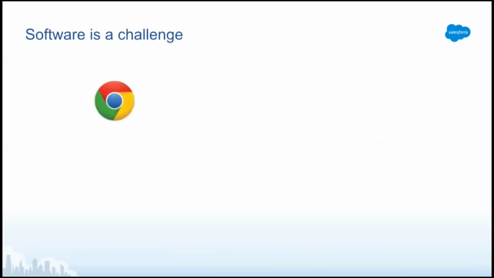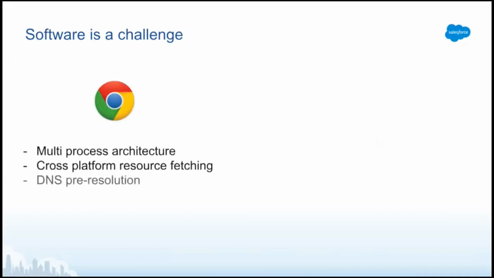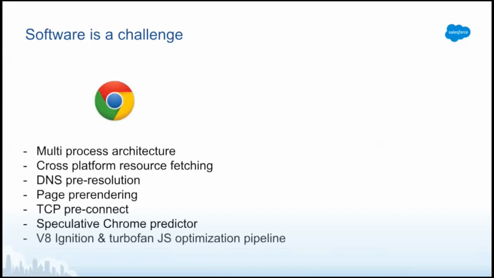Now, another interesting part is that software is actually a challenge. On one hand, we have our awesome, beautiful, crazy Chrome, which has an amazing amount of things: multi-process architecture, cross-platform resource fetching, DNS resolution, page re-rendering, TCP pre-connect, speculative Chrome predictor. It's insane. You have 1,000 developers working on Chrome, and it's running really, really fast.